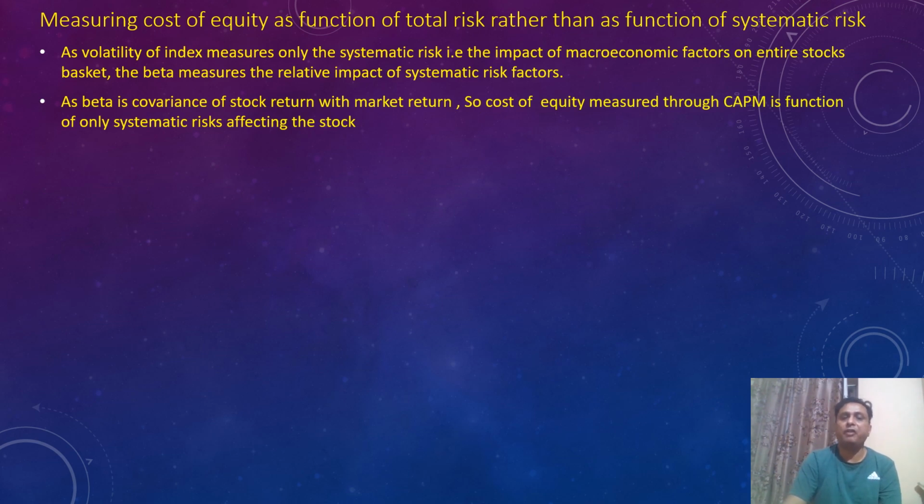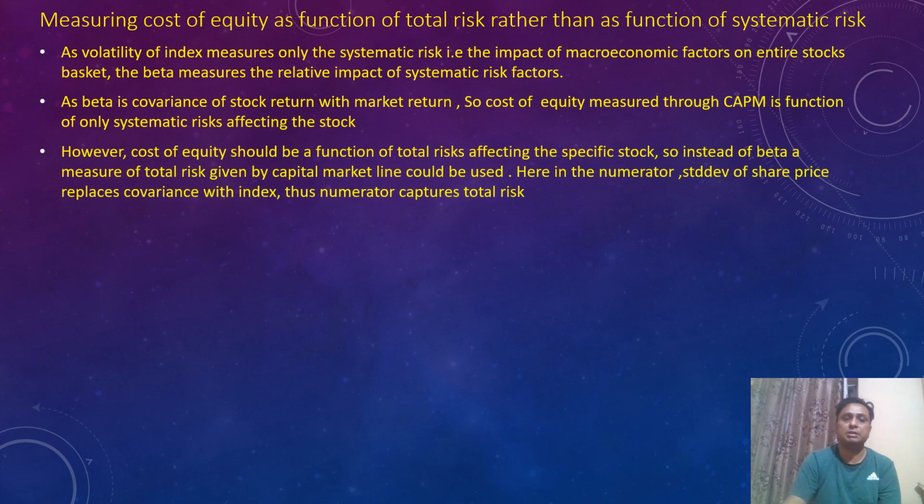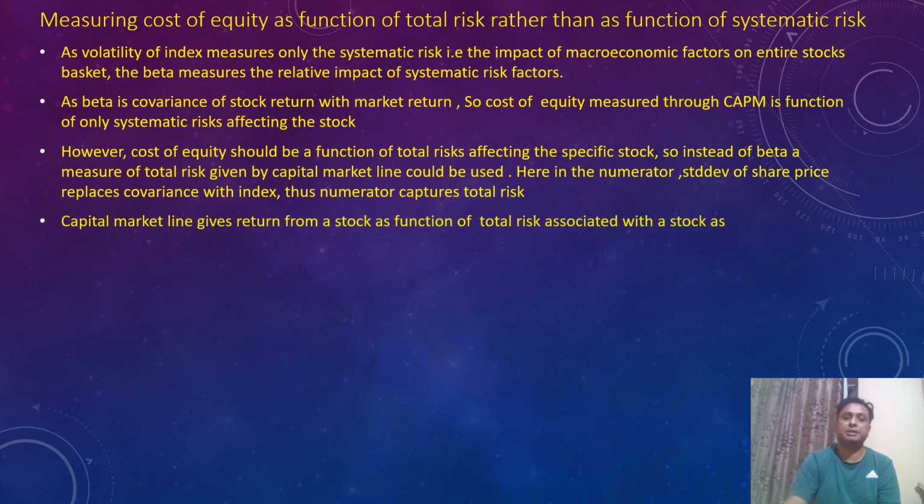As beta is covariance of the stock returns with the market return, the cost of equity measured through CAPM is a function of only systematic risk affecting the stock. However, the cost of equity should be a function of the total risks affecting the specific stock. So instead of beta, a measure of total risk given by the capital market line could be used. Here the numerator, the standard deviation of share price, replaces covariance of index. Thus the numerator captures the total risk.